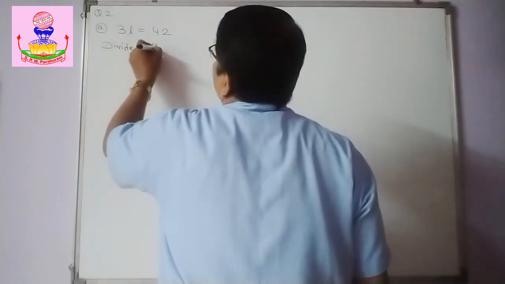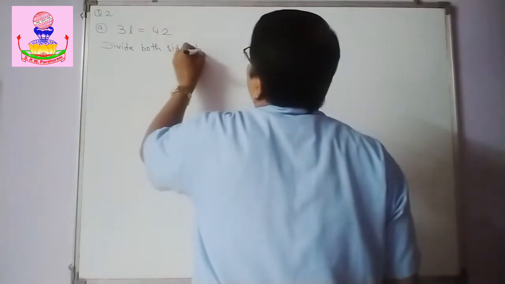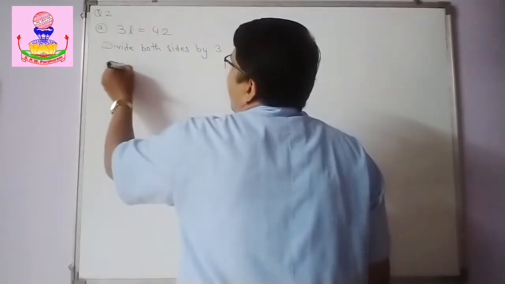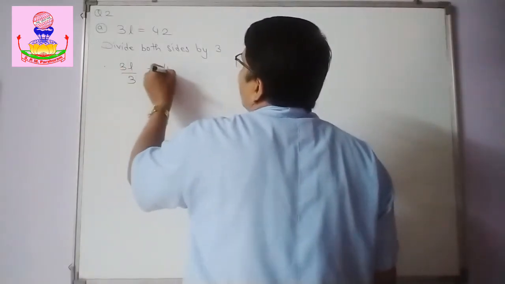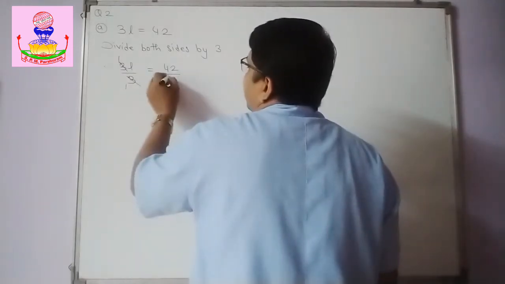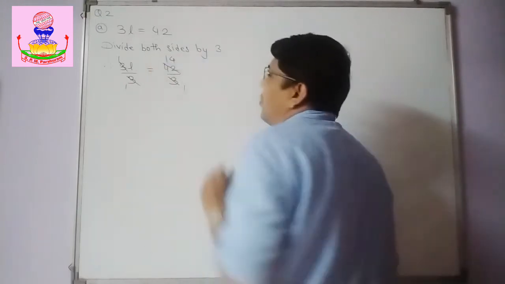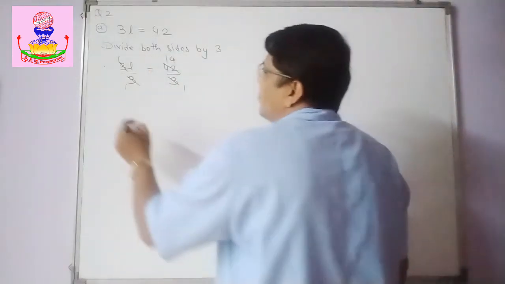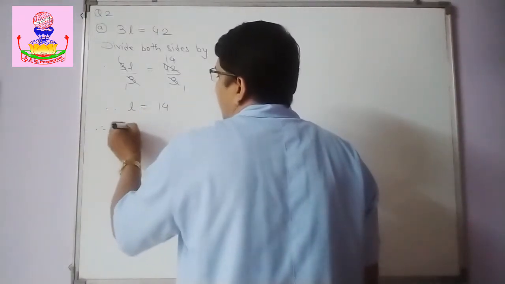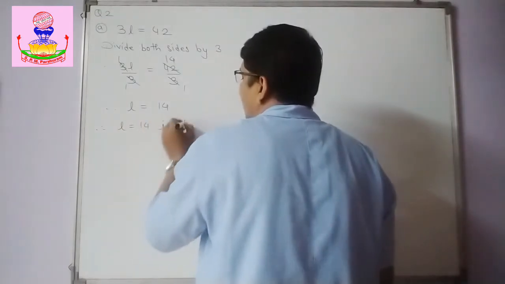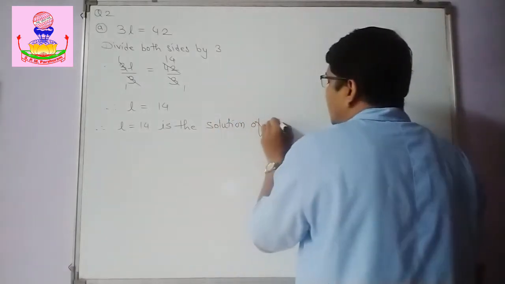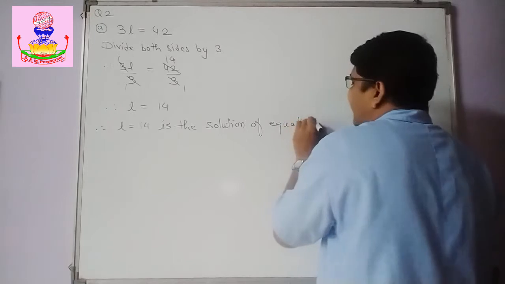So, divide both sides by 3. Okay. So, 3L upon 3, that is equal to 42 upon 3. So, 3 ones are 3 and 3 ones are 3, 14s are, right? So, therefore, L is equal to 14. Therefore, L is equal to 14 is the solution of the equation. You can verify it.